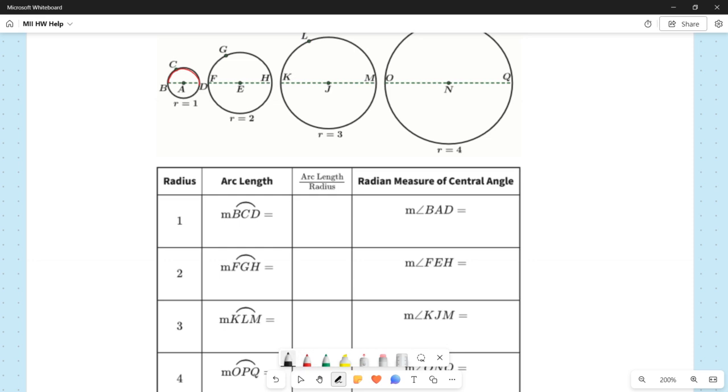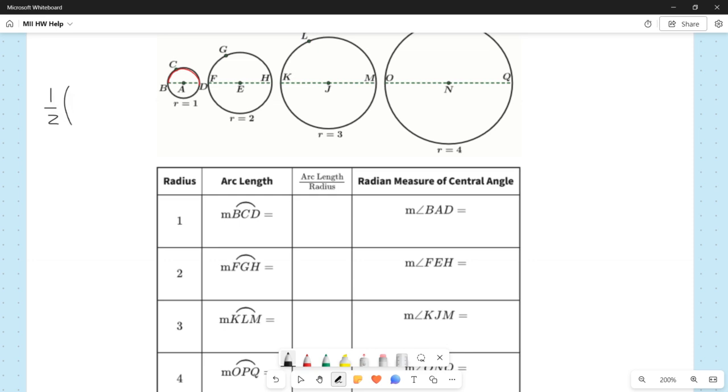So our arc length, well, our description said that the diameter cuts the circle in half. So if I want the arc length for BCD, where BD is my diameter, it means that my arc length is really going to be simply 1/2 of my circumference, because the entire circle is my entire circumference. So the diameter cuts that in half, and so really I just want half of my circumference.